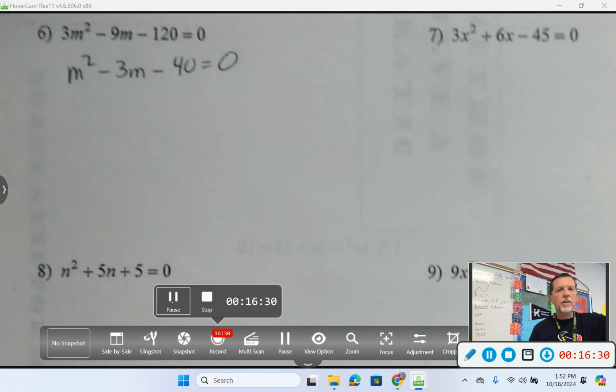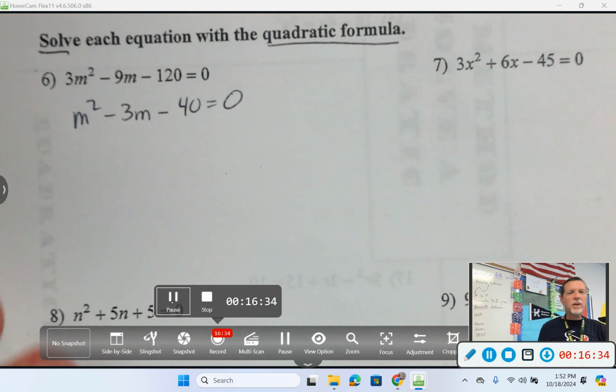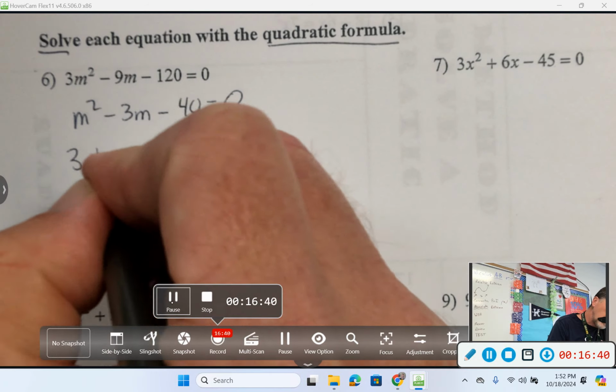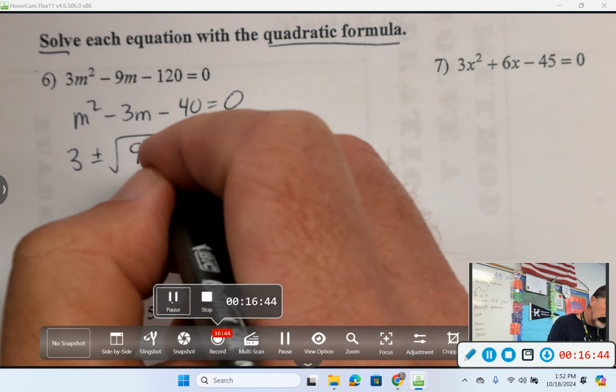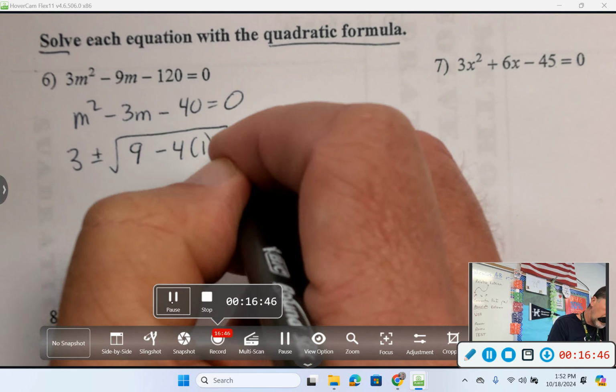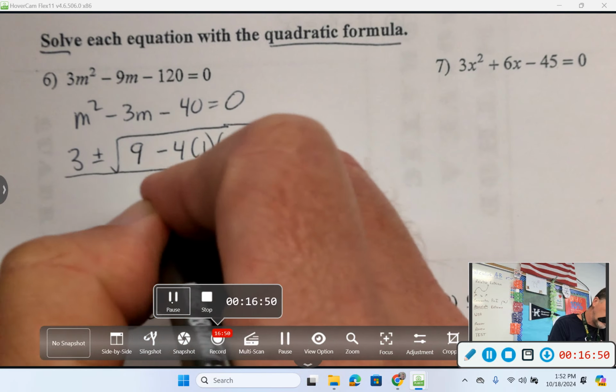Right, so sing the song in your head. What's negative b going to be? 3. Good. 3 plus or minus the square root. b squared will be 9 minus 4ac all over 2a.